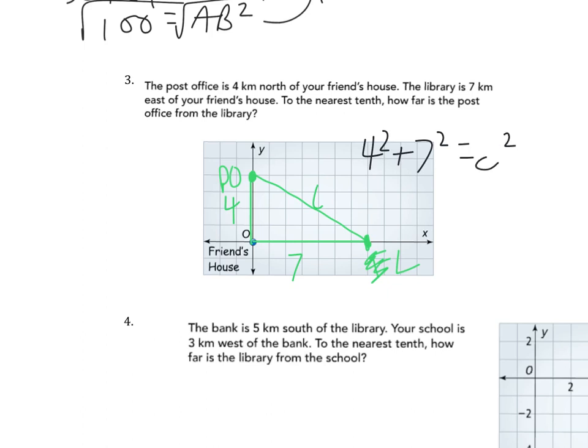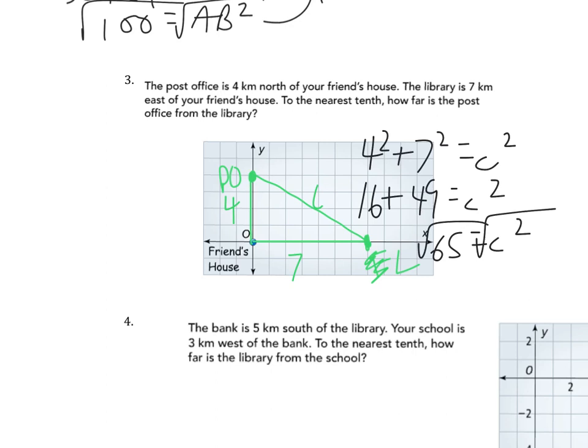You may be noticing that when you do these types of problems, you're always going to have the legs and you're always going to be solving for the hypotenuse. The legs will always be horizontal or vertical segments which you can count and identify, and you use them to find the hypotenuse. So here again, we're doing that process. So we have 16 plus 49 equals C squared. So that means 65 equals C squared.